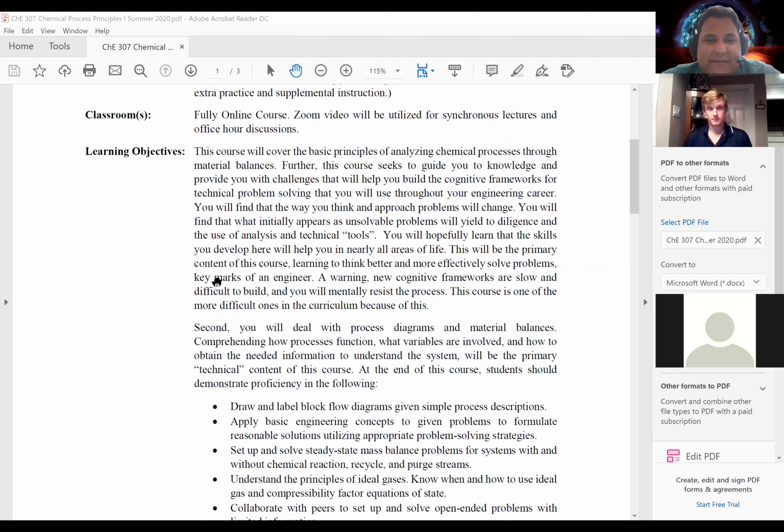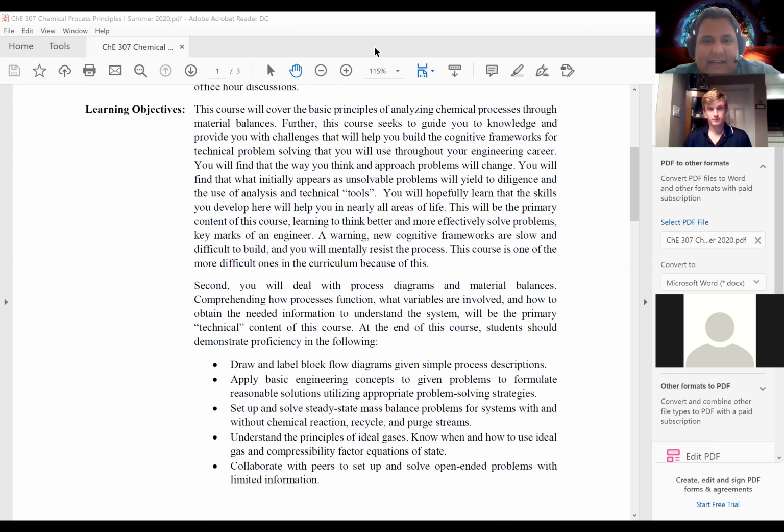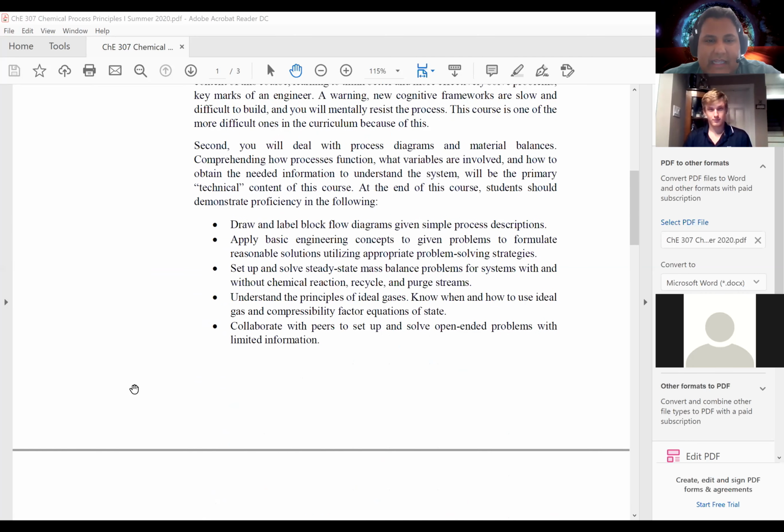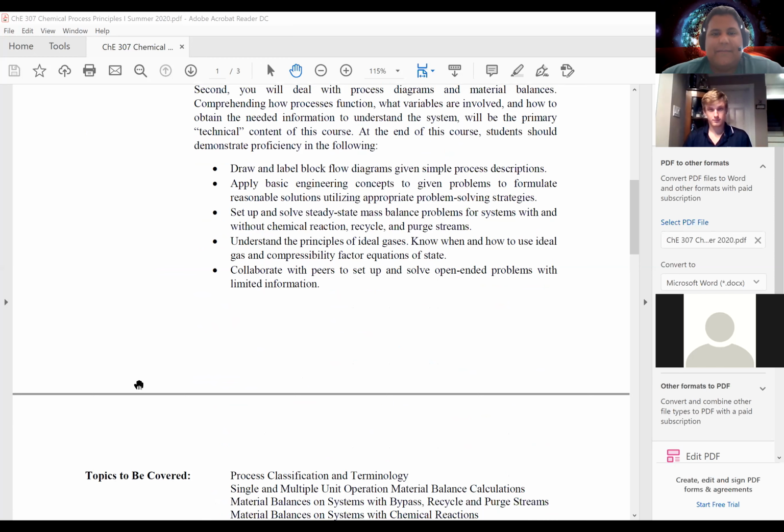In terms of the lecture objectives, you guys can read that if you'd like, but the really big thing, which is here at the bottom in these bullets, is being able to develop labeled diagrams to give context to process descriptions, as well as applying engineering concepts to formulate effective solutions using appropriate problem-solving strategies. We'll talk about that later when I get into some of this lecture material.